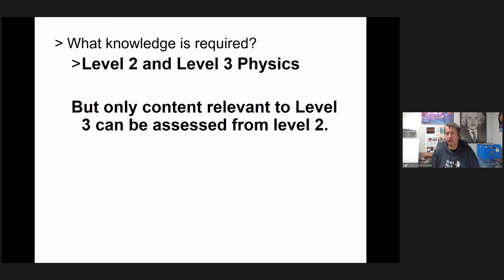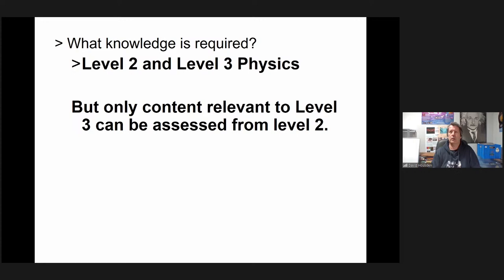So, for example, if you've done level two waves and you've studied concave mirrors, that's extremely unlikely to be examined in scholarship physics. And if it was, they would have to provide you with the requisite information for you to be able to answer the questions. So I'll give you an example of what that might look like.